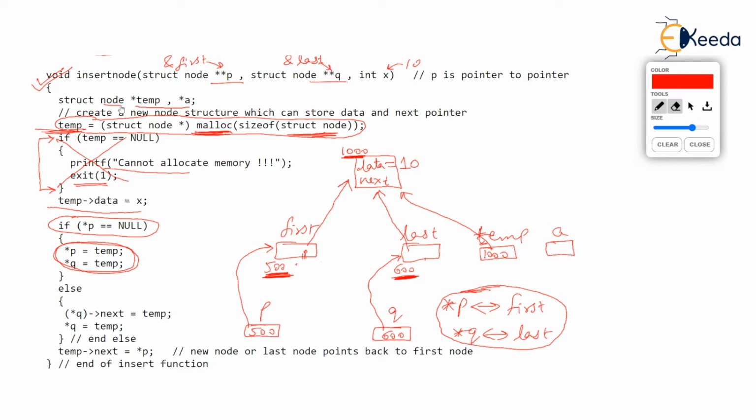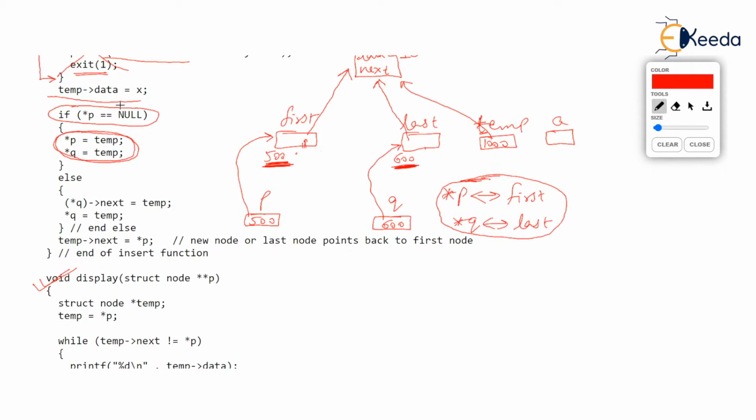So obviously after this, else won't run. I hope you are reading the program sequentially. Else won't run. So the else portion from brace open to brace close is skipped. But the line which I am now encircling runs: temp arrow next equal to P. This is it.